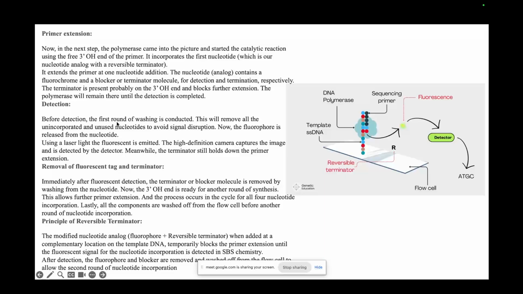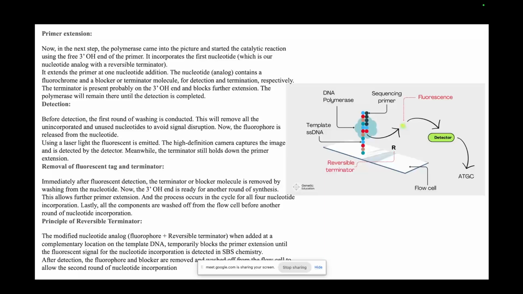As I was saying, before detection, you have to wash away the single-stranded DNA that you have denatured. This will remove any unincorporated and unused nucleotides to avoid signal disruption. Then the fluorophore is released from the nucleotide, and using a laser light, the fluorophore is excited and emits. A high-definition camera captures the image, which is detected by the detector. Immediately after the fluorescent signal has been detected, the terminator or blocker molecule has to be removed by washing the nucleotide. Now the 3' end is ready for another round of synthesis.